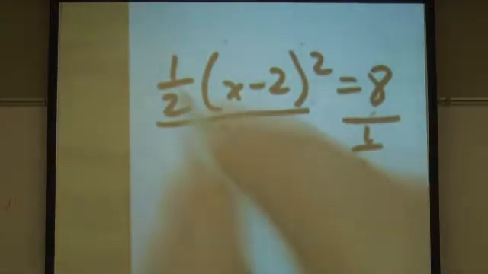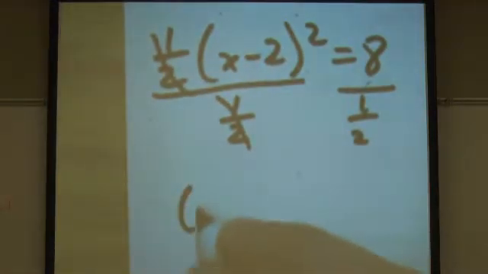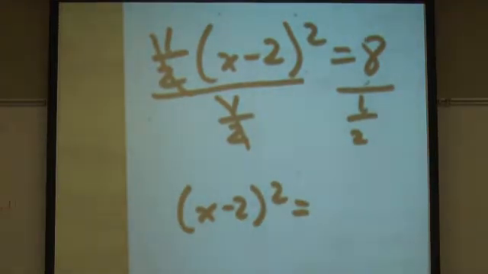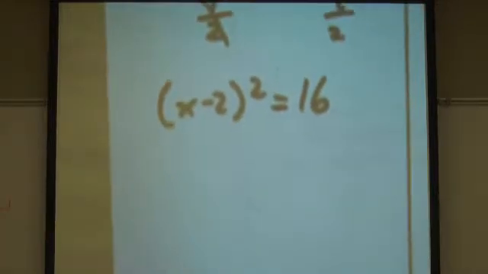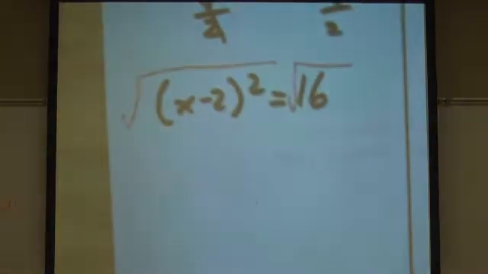These halves will cancel, leaving me with just (x minus 2) squared. And 8 divided by 1/2 is 16. It's not 4, it's 16. Half goes into 8 16 times. If you don't believe me, check your calculator. So now we have (x minus 2) squared equals 16, and now we're going to square root both sides. So we do a square root of this entire thing, and we square root 16.